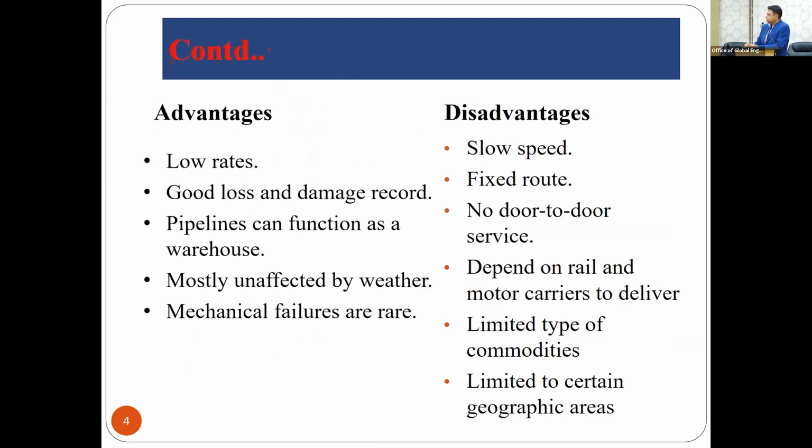So, these are the advantages. It has low rate, and a good loss and damage record. Pipeline can also function as a warehouse and is mostly unaffected by weather, and mechanical failures are also less. There are some disadvantages also. They have slow speed, a fixed route, no door-to-door service, and these are limited to some commodities, and there are some geographical constraints also.